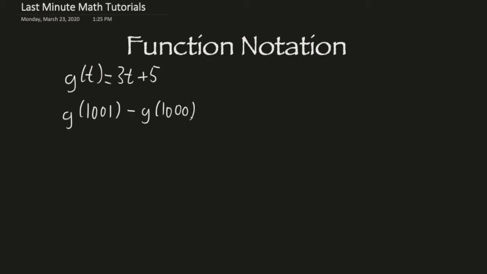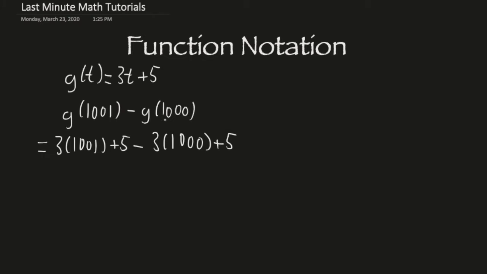How about g of 1001 minus g of 1000? As we did in the last example, we are going to substitute 1001 for t for our first term, meaning that we have 3 times 1001 plus 5. And then for a second term, we're going to replace t with 1000. So 3 times 1000 plus 5.